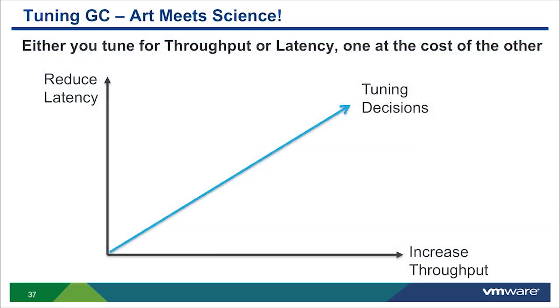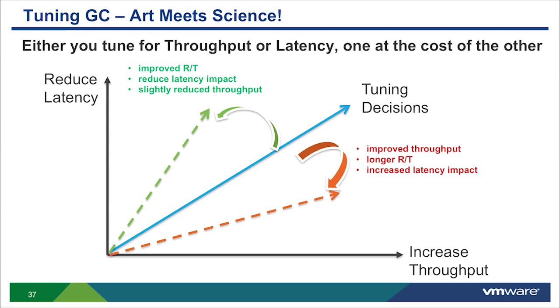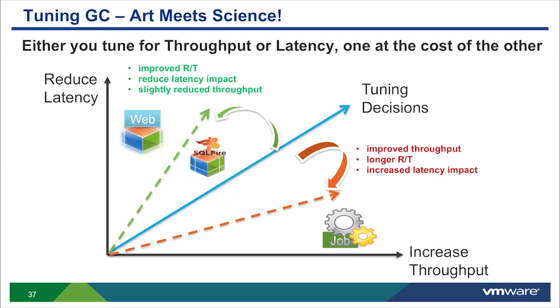OK, JVMs are literally tuned around 2 concepts, right? Either you're reducing the amount of latency, or you're tuning for better throughput. The type of workloads that care about latency are big web applications. Job schedulers care about throughput, as we mentioned earlier. And then, for example, in-memory databases care about latency.